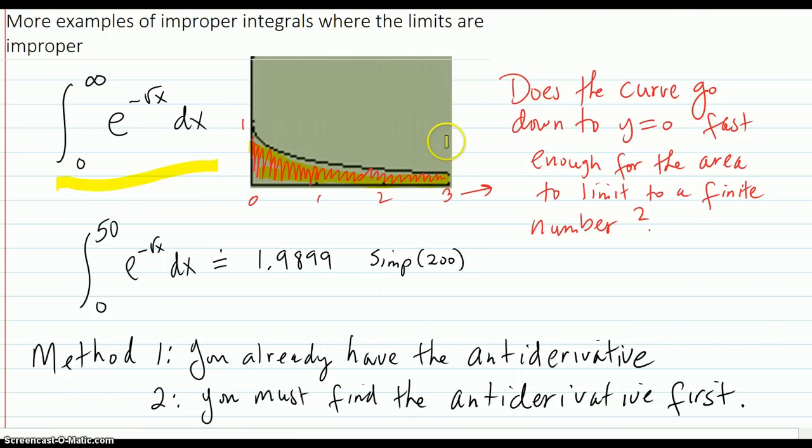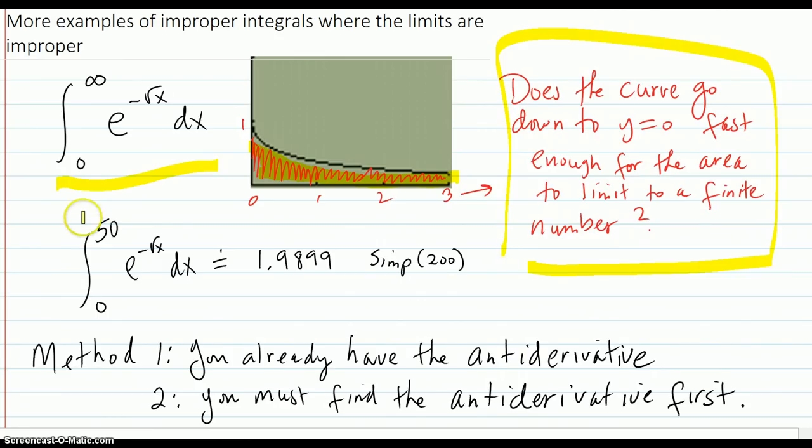And the question is, does all this area going to infinity, is it small enough? In other words, is the function diving to 0 quick enough for it to add up to a finite number, or is the function going down so slowly that all this area is eventually going to go to infinity? So that is the question.